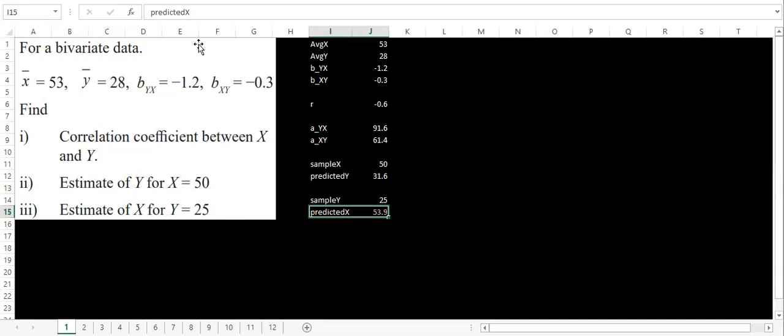So I can even mark the answers. I can say this is the first answer. Let's see. This is the first answer, this is the second one, and this is the third one. So these are the answers that you get for the 3 questions. Next question.